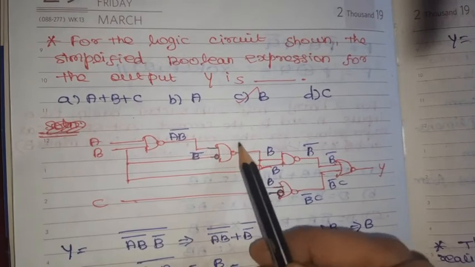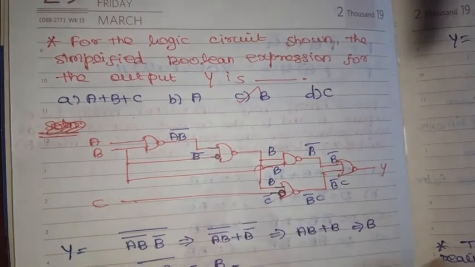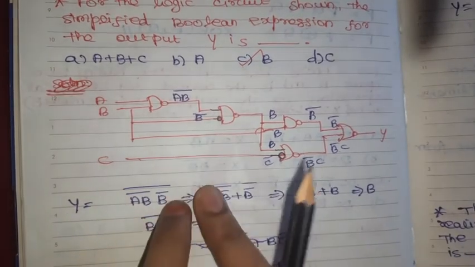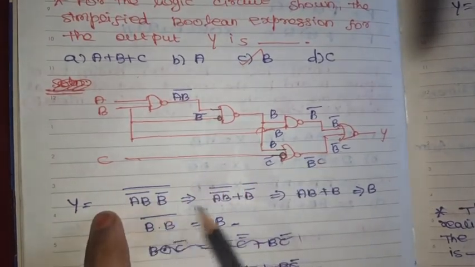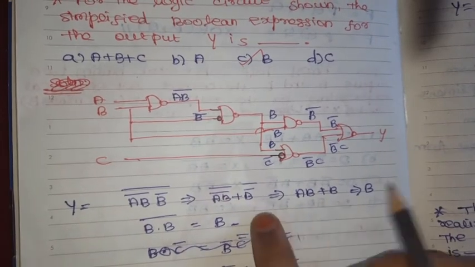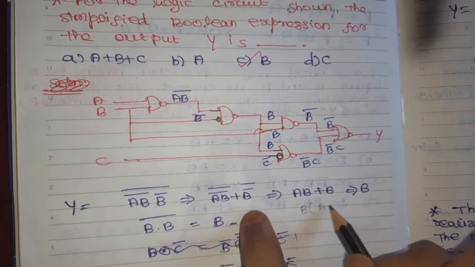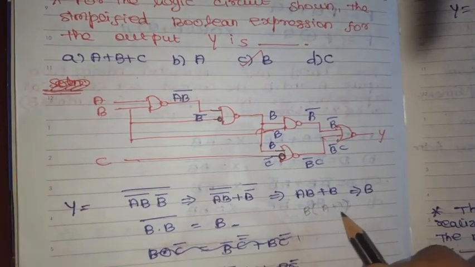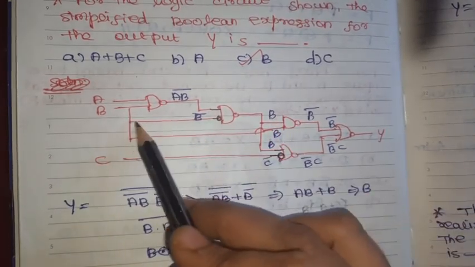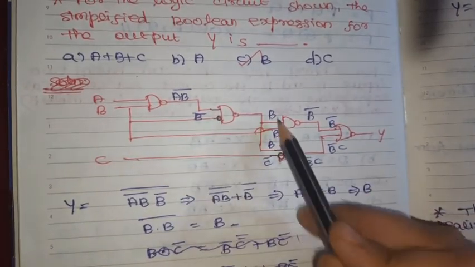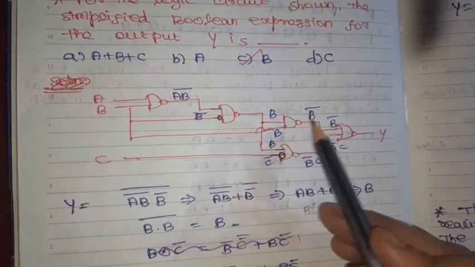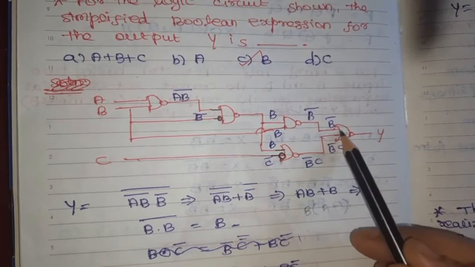So we need to find out the output for this NAND gate. So we'll see: AB bar into B bar, the whole bar. So break the bar and change the sign: AB bar double bar plus B double bar. So AB plus B. Take B as common, we will get A plus 1. Whenever adding with 1, we will get 1 only. So B only, here also 1 into B. So B into B bar, the NAND gate output is B bar, right? So B bar will go here.